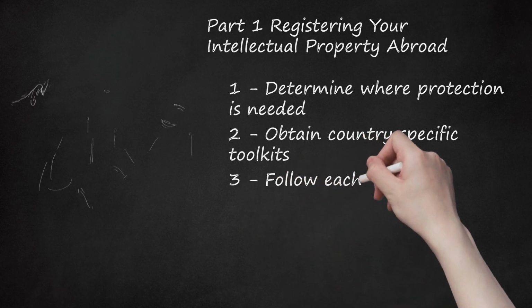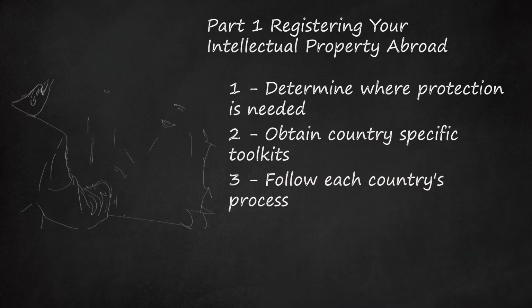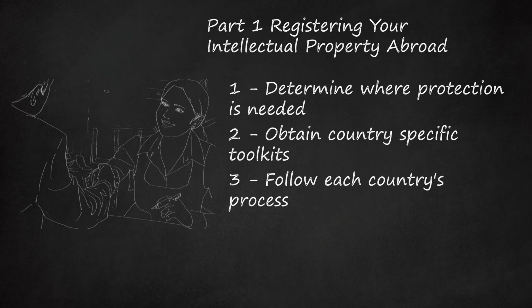3. Follow each country's process. Once you have determined which country you need protection in, and you have found the applicable toolkit, you should take the time to read through it and understand the registration process. Each toolkit will have detailed instructions for registering all types of intellectual property. For example, in China, you will need to do the following before filling out and filing a patent application.